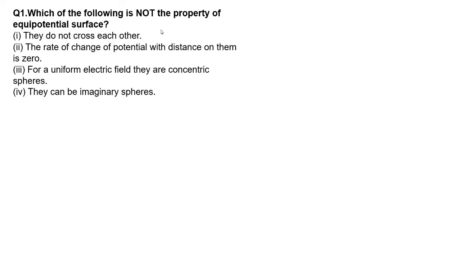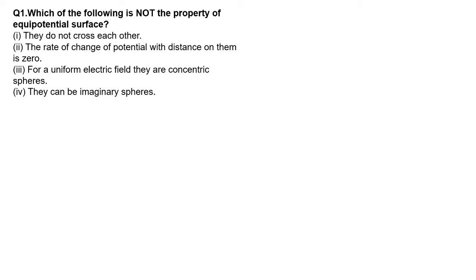So this is about equipotential surface, property of that. Which of the following is not the property? So we'll have to take them one by one and check whether it is the property of equipotential surface. First, see, they do not cross each other. In fact, equipotential surfaces do not cross each other. So this is the property of equipotential surface.